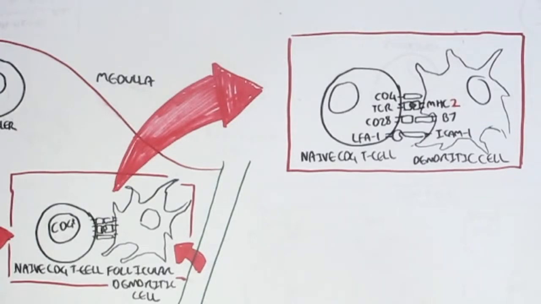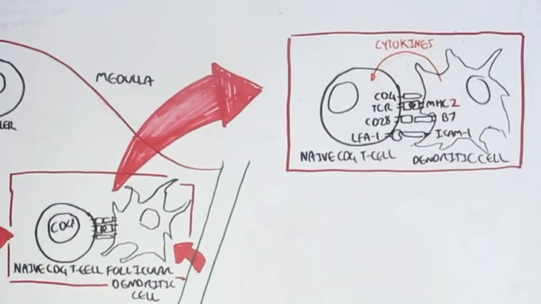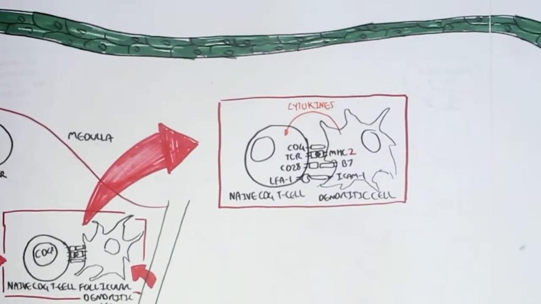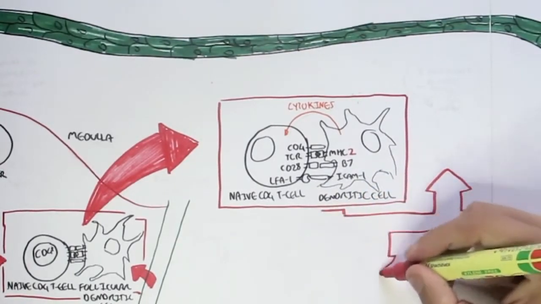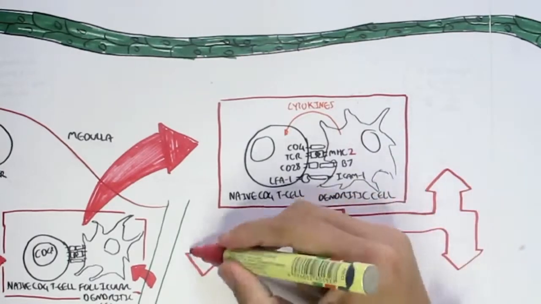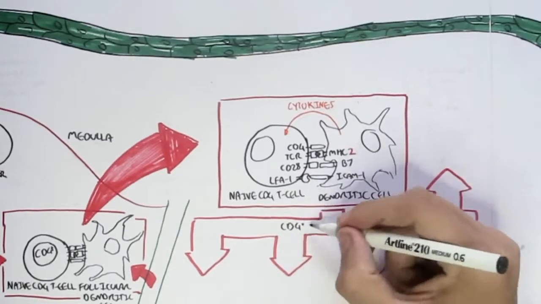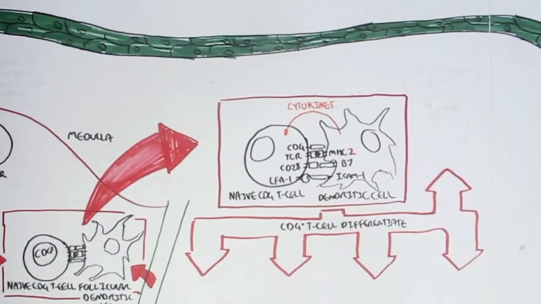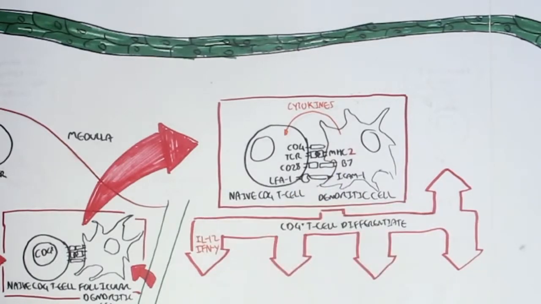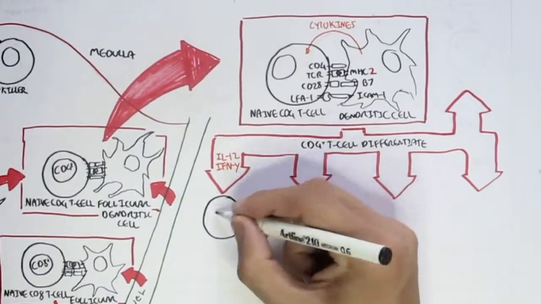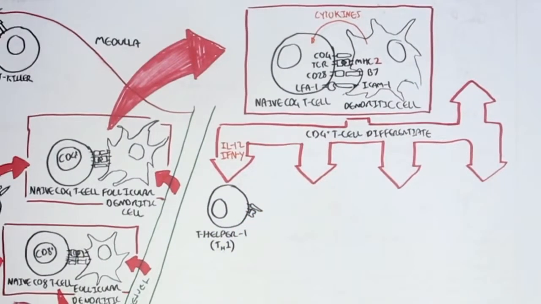The dendritic cell also secretes cytokines, as well as other cells in the body, which will promote the differentiation of the CD4 T cell to a particular type of T helper cell. So depending on what cytokines are around will determine what type of T helper cell this naive CD4 T cell will become. For example, if there are a lot of interleukin 12s and interferon gammas, the naive CD4 T cell will become a T helper 1 cell, abbreviated TH1.